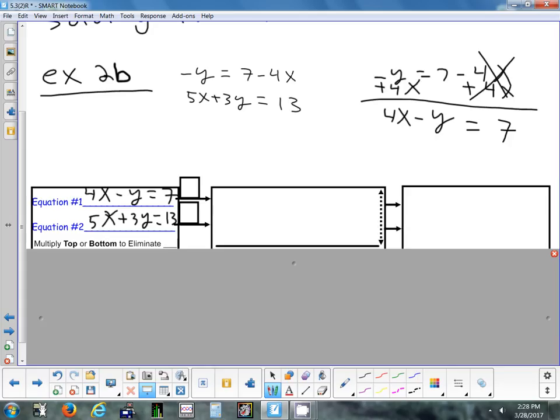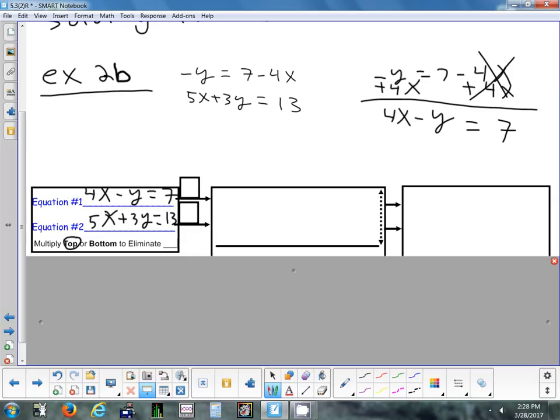Does anybody see what case this one is? This is case 3. This is the case where you have to multiply by something that is not -1. Which equation do you think I should multiply by? Top or bottom? Top. And what should I multiply the top by? -3. No, -2. Well, let's decide first.